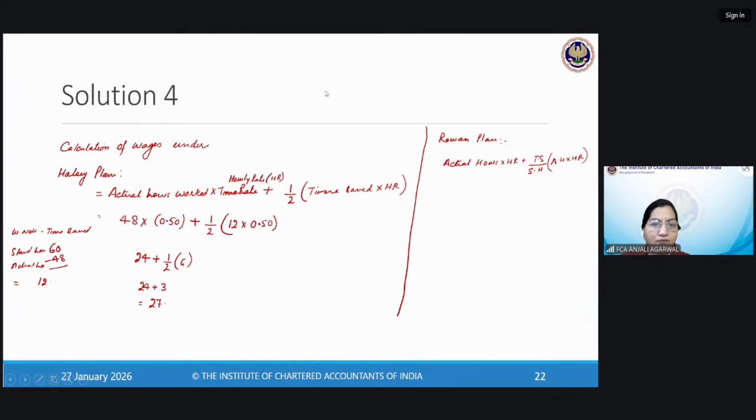What is 12 hours saved? Okay. So Rowan gives a higher bonus than Halsey up to a limit, beyond which Halsey gives more and Rowan gives less. So let's see.